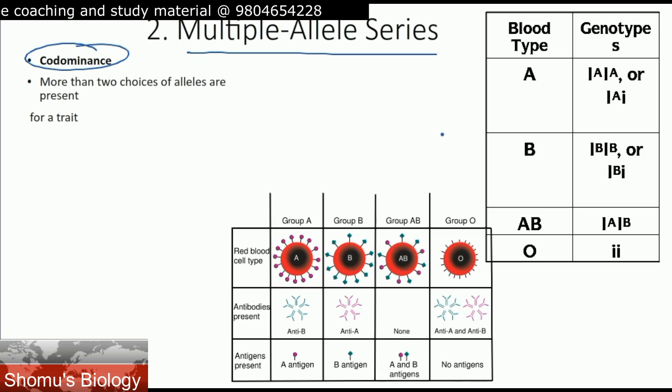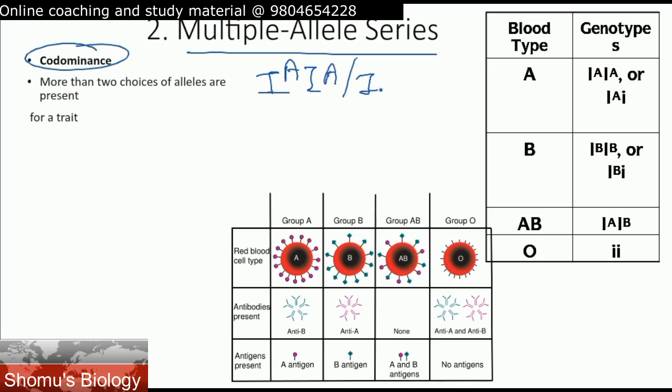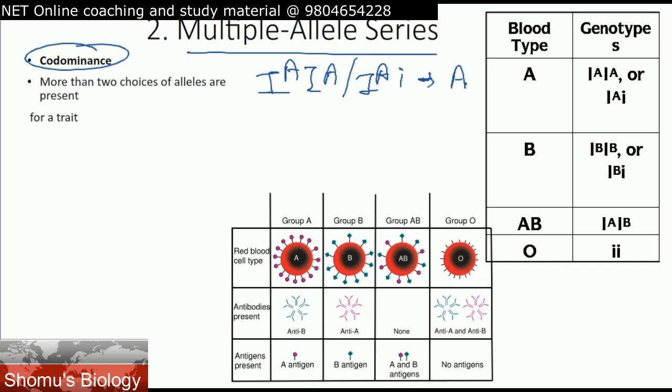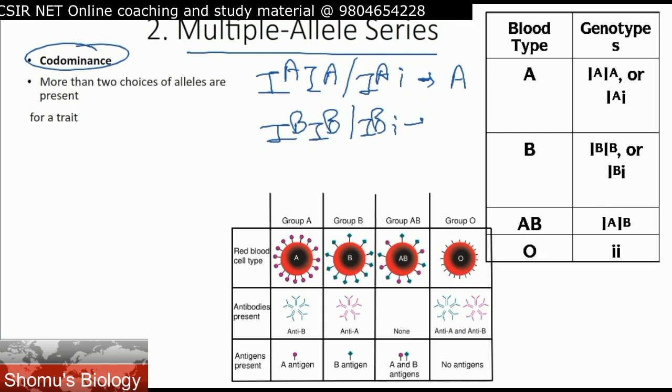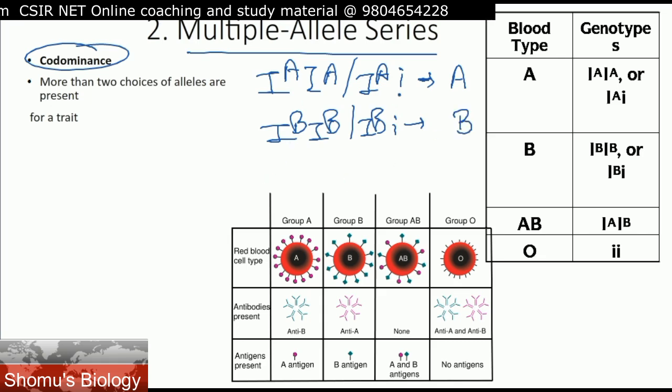What do I mean? Let's talk about this. If IA and IA is present, or IA small i, homozygous dominant or heterozygous, is present, that will cause the blood type to be A. If IB IB is present, or IB small i, it causes the blood type to be B. So till this point is fine.